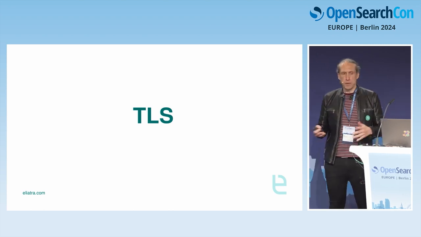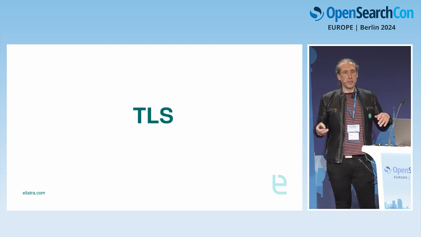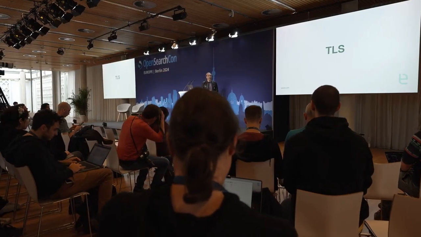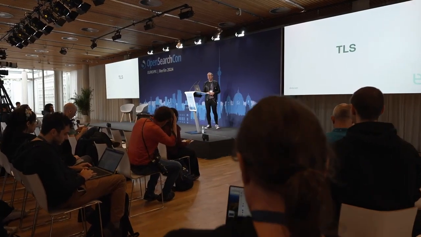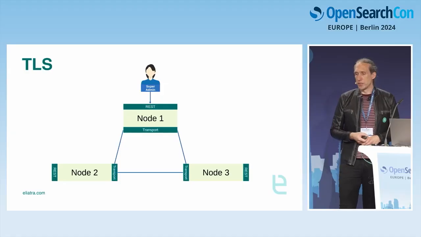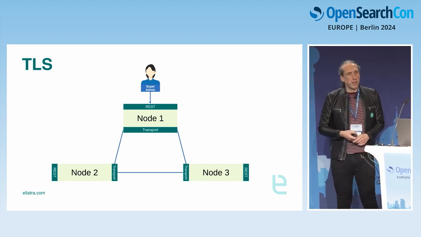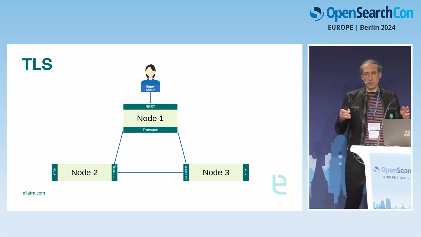TLS. Every one of you probably knows it. The main purposes of TLS generally are keeping communication confidential by encryption and ensuring the authenticity of peers by signatures. Looking at an OpenSearch cluster, which is in its simplest form shaped like this, we have the following situation.